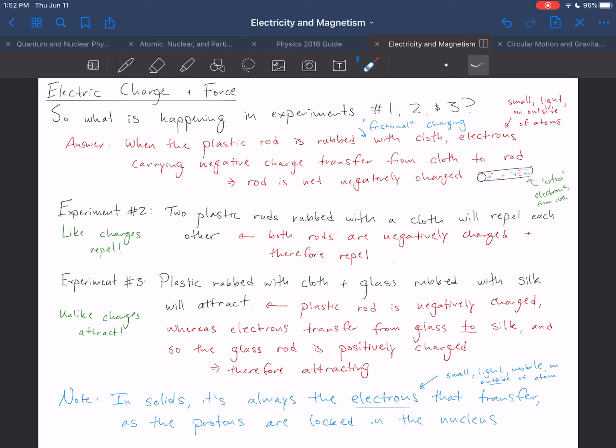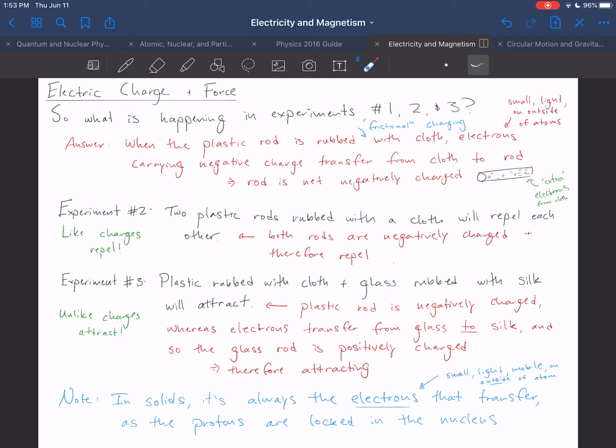What happens when the plastic rod is rubbed with the cloth is that electrons, which are small, light, and on the outside of the atoms. Notice the protons are bound to the nucleus in the center of the atom, and they're very difficult to move. And they make up the majority of the mass. So when we think of the mass of the comb, that is, by a vast majority, the protons and neutrons.